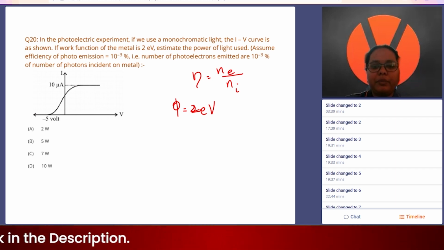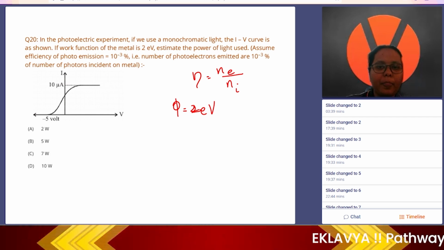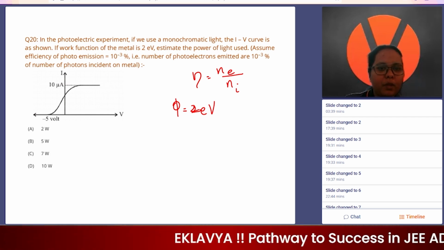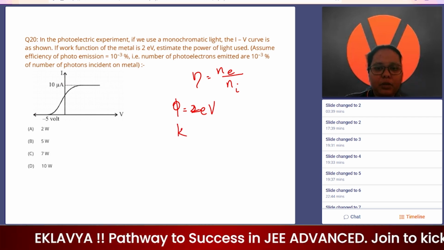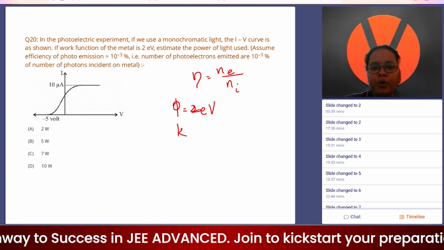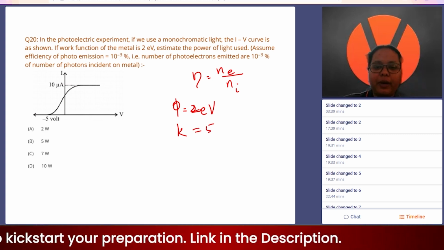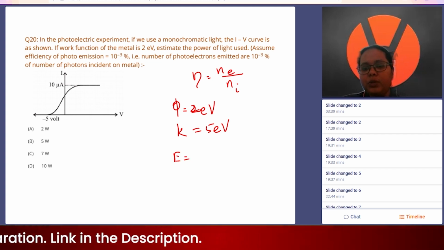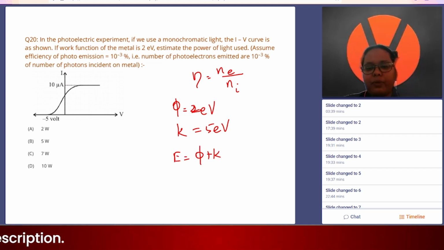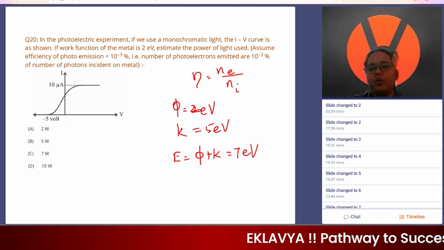Okay, so the work function they mentioned is 2 electron volt, and now from the graph, the kinetic energy. If this is the stopping potential and kinetic energy is opposite to that, we will get 5 electron volt. So what is the total energy? Work function plus kinetic energy, so this is going to be 7 electron volt.